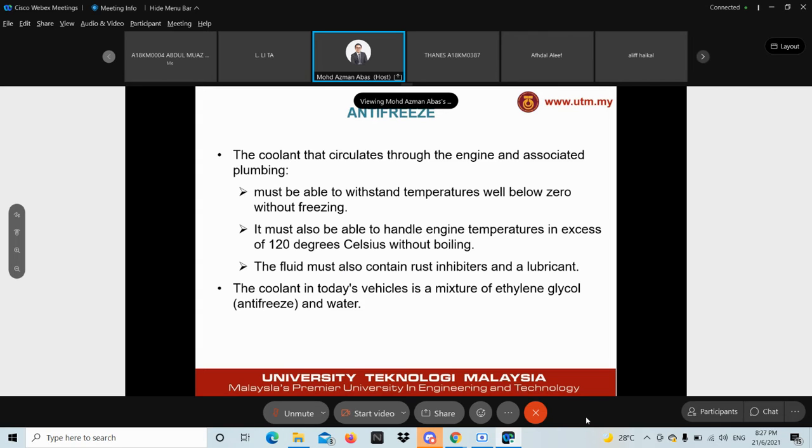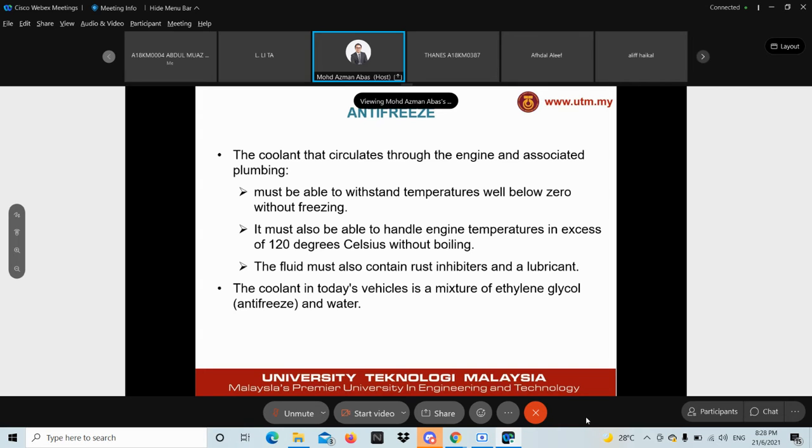Antifreeze is very important. The coolant antifreeze is the coolant that circulates through the engine and associated plumbing. It must be able to withstand temperatures well below zero without freezing. It must also be able to handle engine temperatures in excess of 120 degrees Celsius without boiling. The fluid must also contain rust inhibitors and a lubricant agent. These are the 3 main, important criteria in antifreeze.